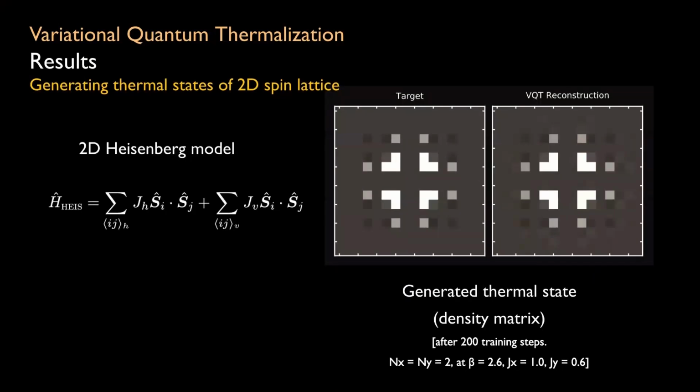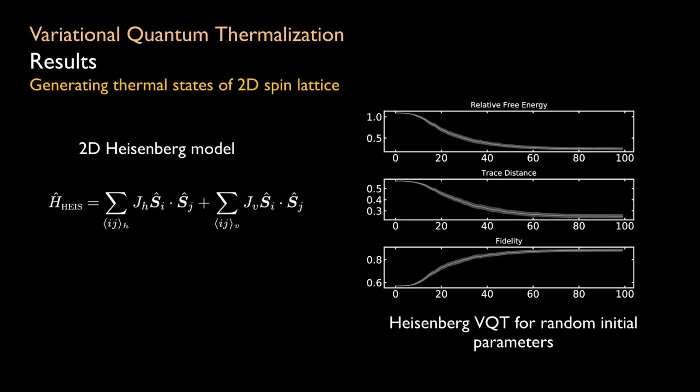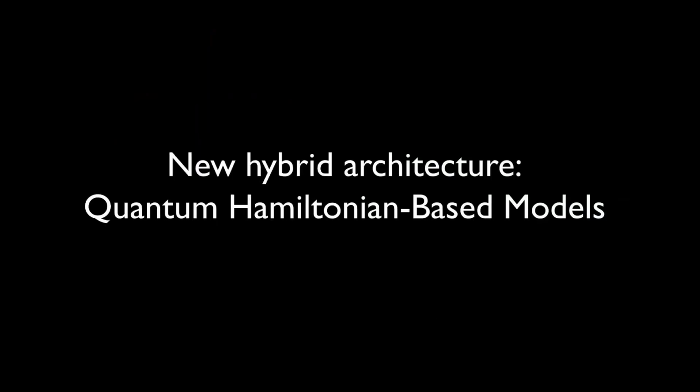I'm being a salesman here, but the idea is you could apply it to spins and bosons, and we tested a bit of everything in the original paper. Does training the relative entropy also give you convergence in trace distance and fidelity? There are bounds on that, but we wanted to check. The answer is yes, so we're good. We converge onto our target.